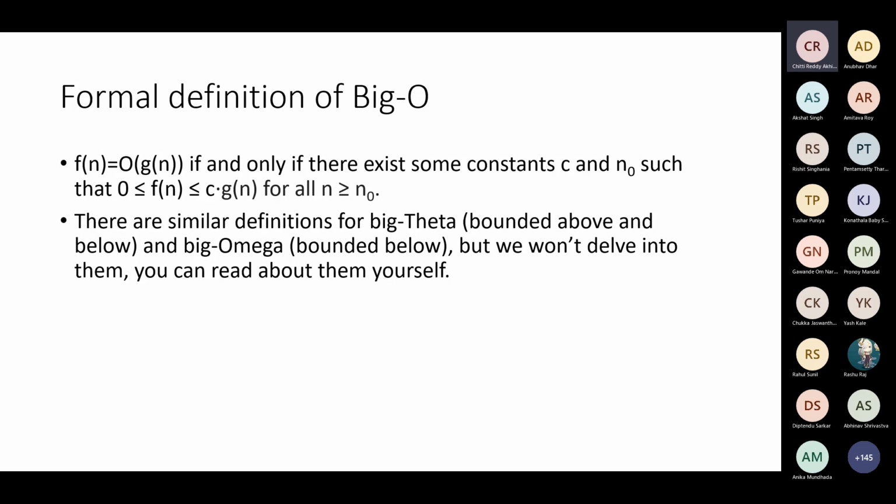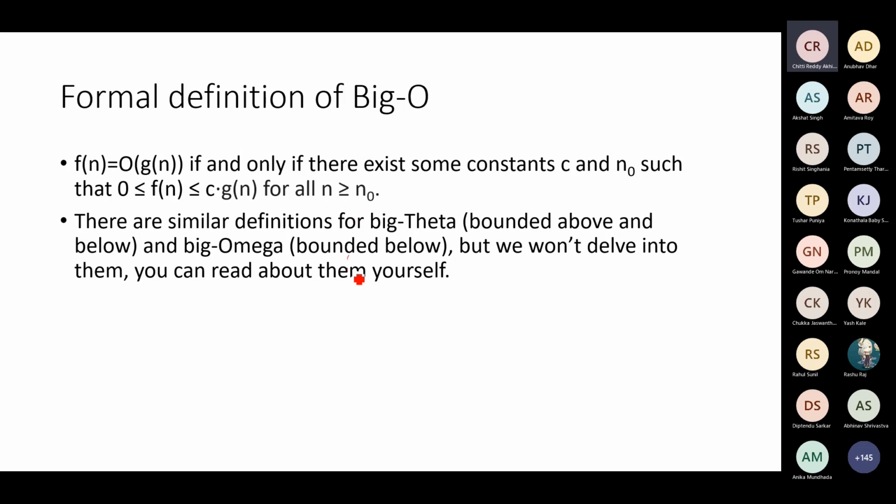It says that f of n is equal to O of g of n if and only if there exist some constants c and n naught such that f of n is less than or equal to c times g of n for all n greater than or equal to n naught.